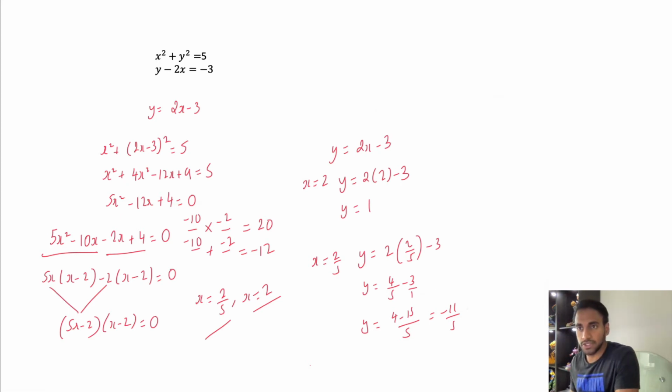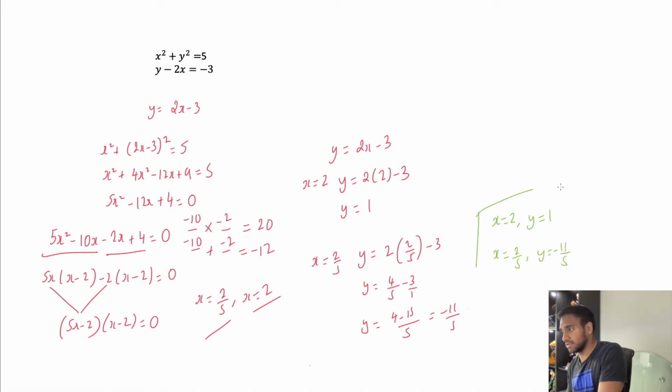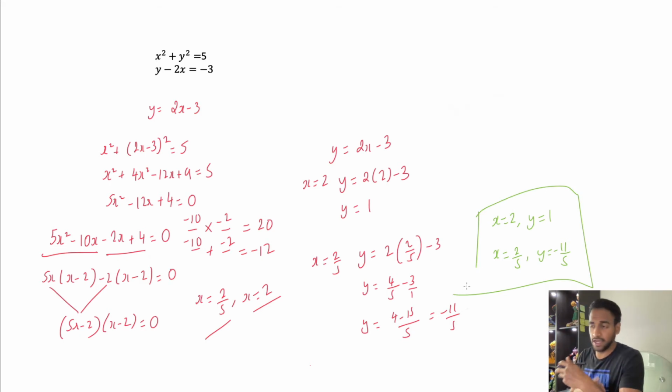So when you write your final answer, you should have x equals 2 and y equals 1, one solution. And then the other one is x equals 2 over 5, and y equals minus 11 over 5. That's what you should have got as your answer. Okay, so if you've got this, well done. If not, see where you went wrong, where you might have made silly mistakes. It's very easy to make silly mistakes on this.